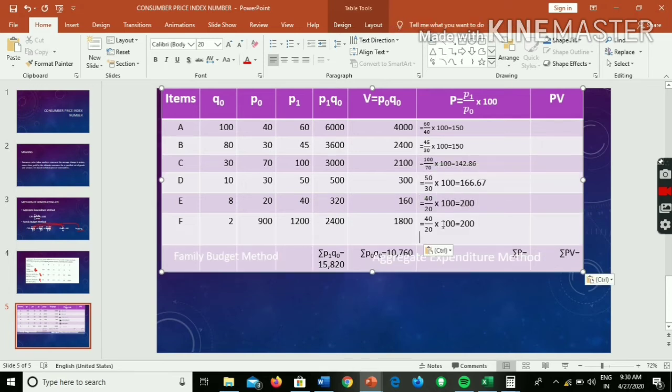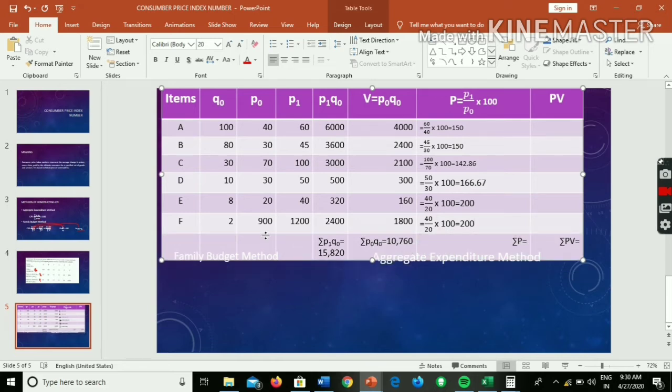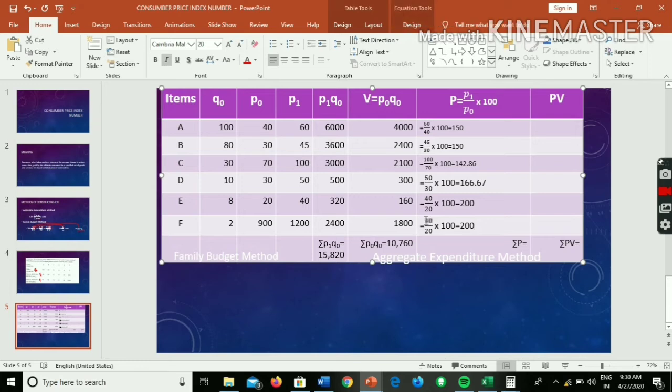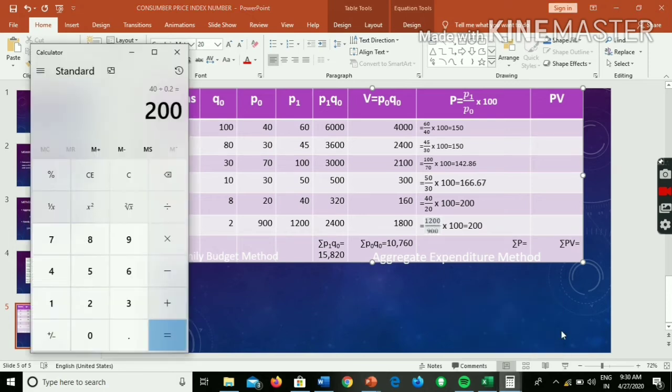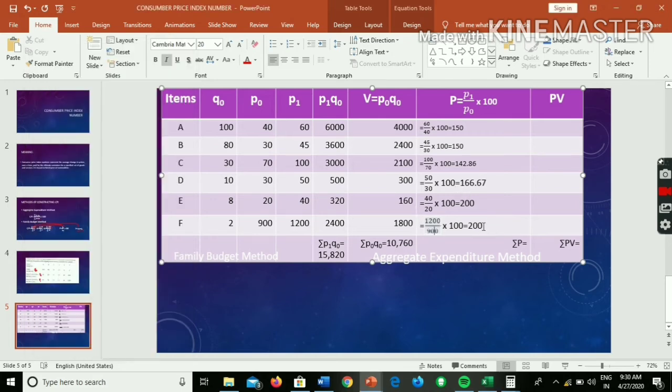So next, 1200 divided by 900, which gives 1200 divided by 900 percent, which gives 133.33.